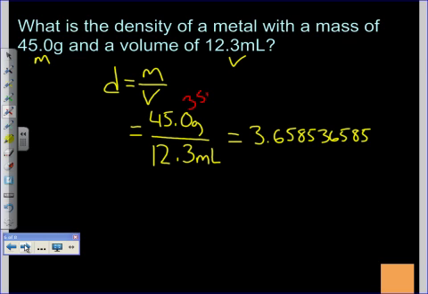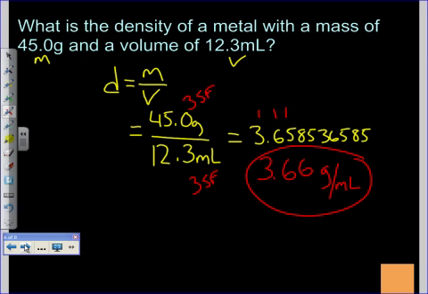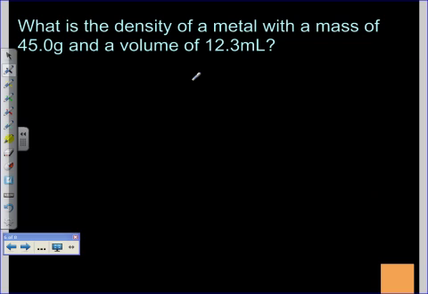Okay, our 45.0 grams is 3 sig figs. That 0 is significant. 12.3 is also 3 sig figs. We always go with the least number, but since they both have 3, that means our answer needs to have 3 sig figs. So we're going to round it to the hundredths place in this case. Since that's an 8 after the 5, it rounds up, so we're going to get 3.66 grams per milliliter. Okay, pretty simple. Not all the problems are going to be that straightforward.